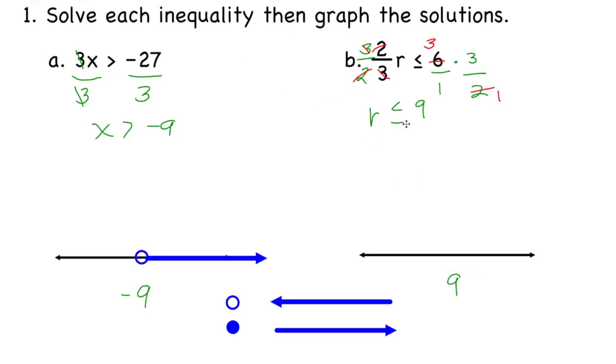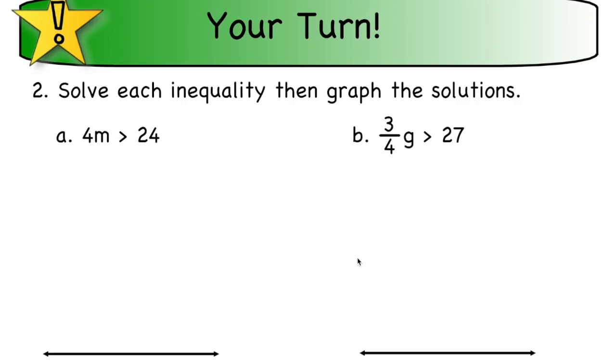So on our number line, we need the value 9. And this one has less than or equal to, so this time it's a solid dot because it can equal the endpoint, and it points to the left. All the values that are less than or equal to that are solutions. So there are the solutions on our number line. Here are 2 for you to try. Go ahead and pause the video and work on these and bring your answers to class.